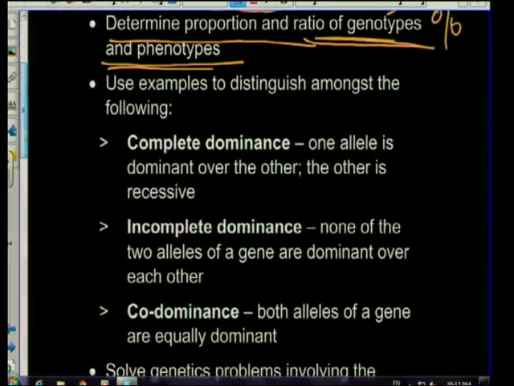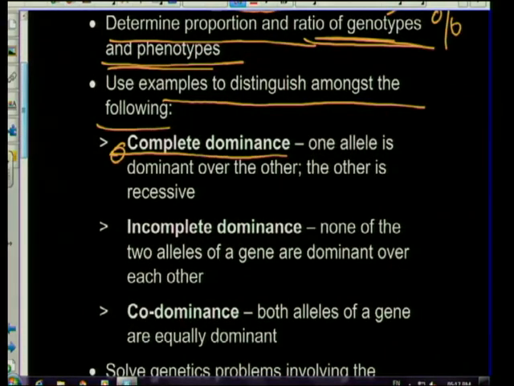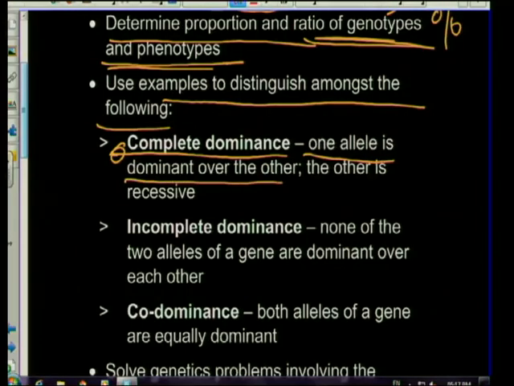By using examples, you must be able to distinguish between complete dominance, and that is what this lesson is all about. We're going to do a problem in almost each of these so that you can see what's happening. Here, one allele is dominant over the other. So the other obviously is recessive. So you get a dominant allele and you have a recessive one.